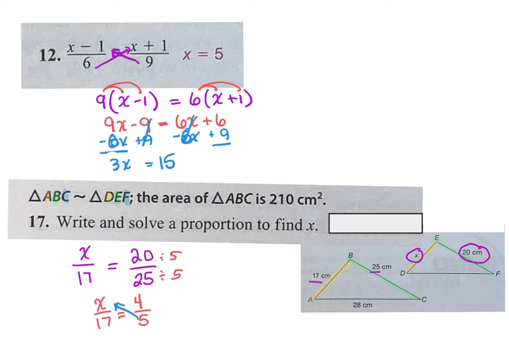So I have 5 times x equals 4 times 17. All right, and then divide by 5. We do get a decimal here, right? So this should be what, 13.6? Did you just do that in your head?